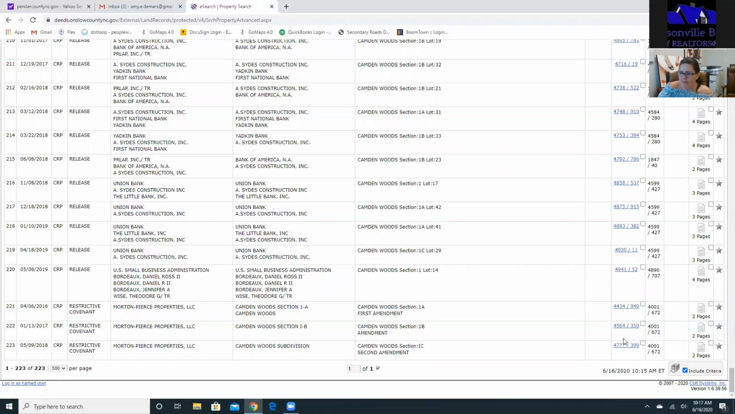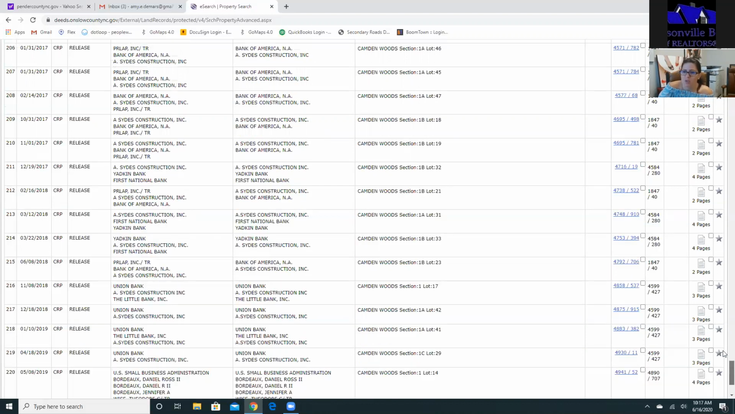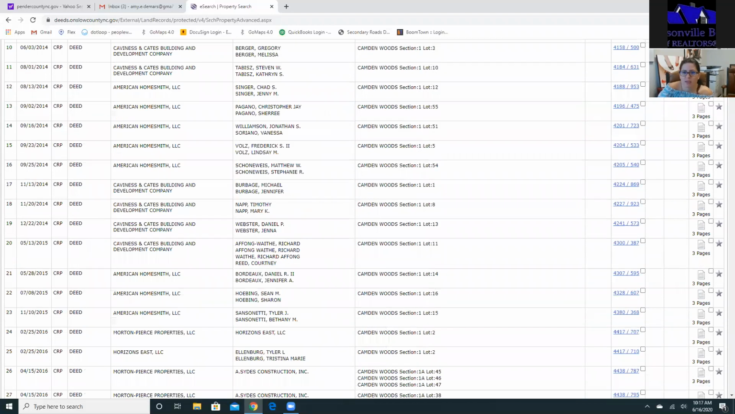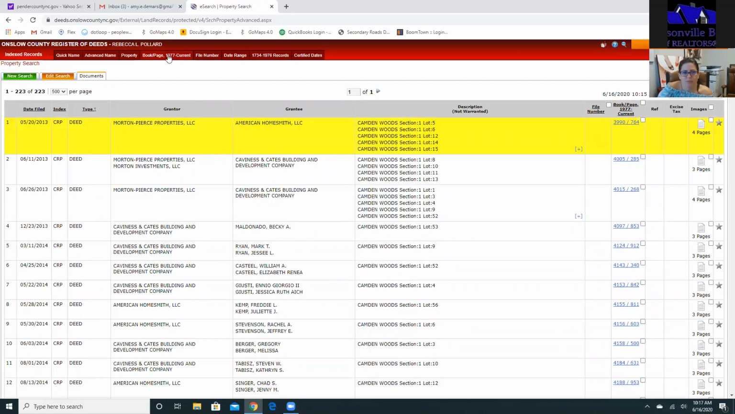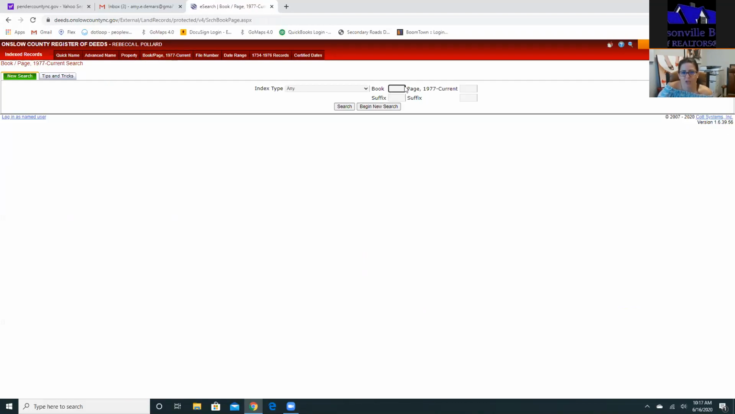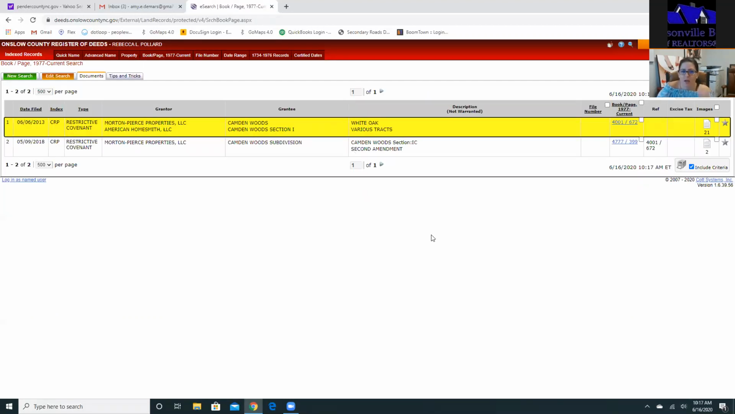But what we do have now are book and page numbers. So let's say that we are in section 1C. So now we have this number, 4777399. Okay. So if we wanted to see what those bulk ones are, we come back up here to book page 477, oops, that's not it. 4777399. And search, enter.